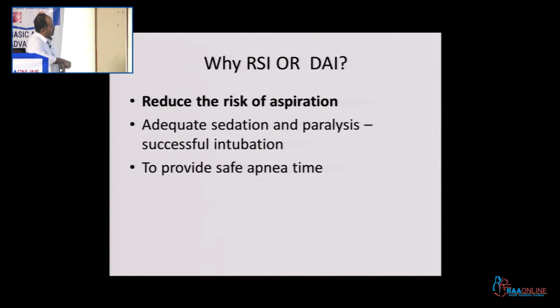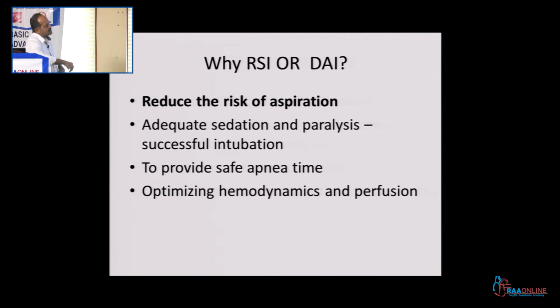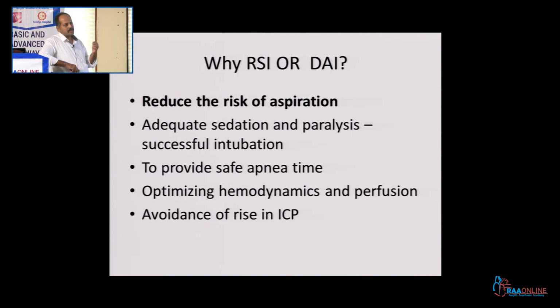Number 2, the aim of RSI is to increase the safe apnea time during your airway manipulation. Objective of RSI is to maintain organ perfusion. You don't want the patient to buck and increase the intracranial tension. You don't want to produce a secondary brain injury during your laryngoscopic attempts. That's why you do a rapid sequence intubation.